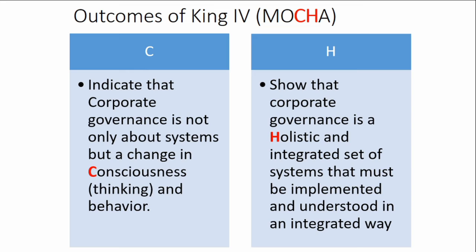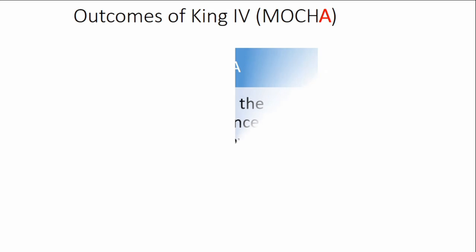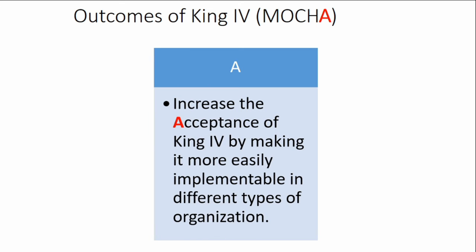Understanding that corporate governance is not something that just happens in the boardroom, but something that happens on a daily basis by every member of an entity, is important. So King 4 was created in order to try and promote a holistic or integrated way of looking at corporate governance in an entity. What does the A stand for? The A stands for making the acceptance or adoption of King 4 widely available, meaning that many different organizations that are not necessarily listed organizations are able to adopt and use King 4. These were the objectives of creating King 4.